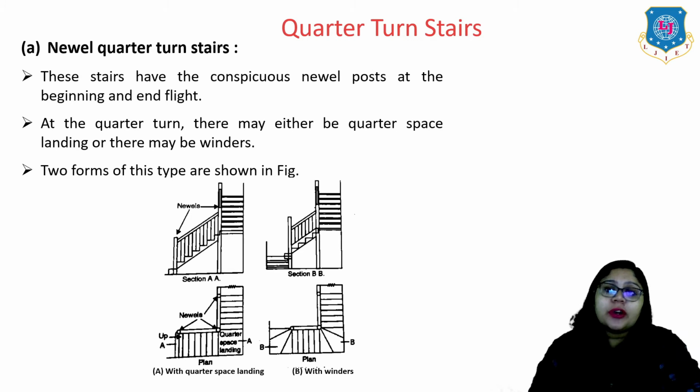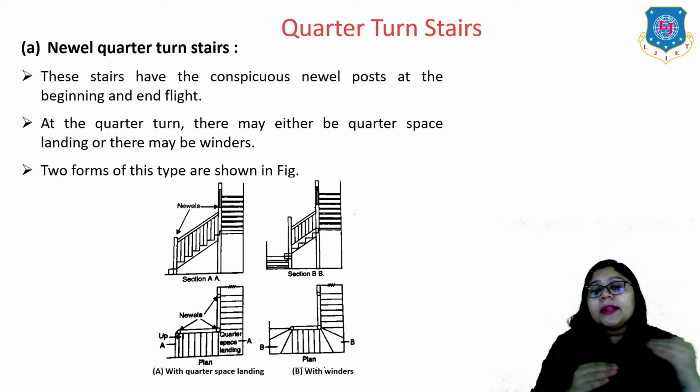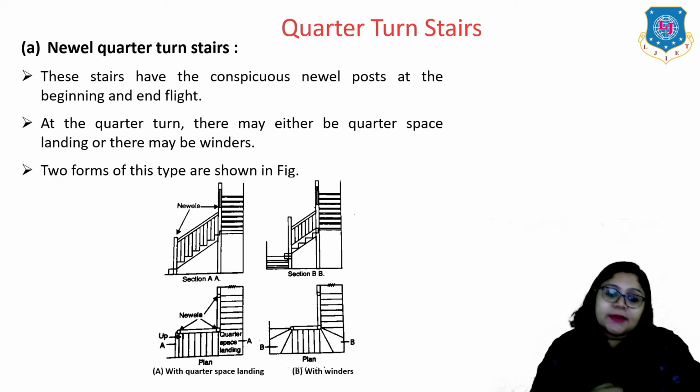So let us understand first the newel quarter turn stairs. These stairs have a conspicuous newel post at the beginning and end of the flight. At the quarter turn, there may be a quarter space landing or there may be winders. So two forms of these types are as shown in this figure, right? One is with a quarter space landing and the second is with winders. That is the difference. It means in the landing case we are providing only a simple landing, or in the other case we are providing the steps, right? Okay.